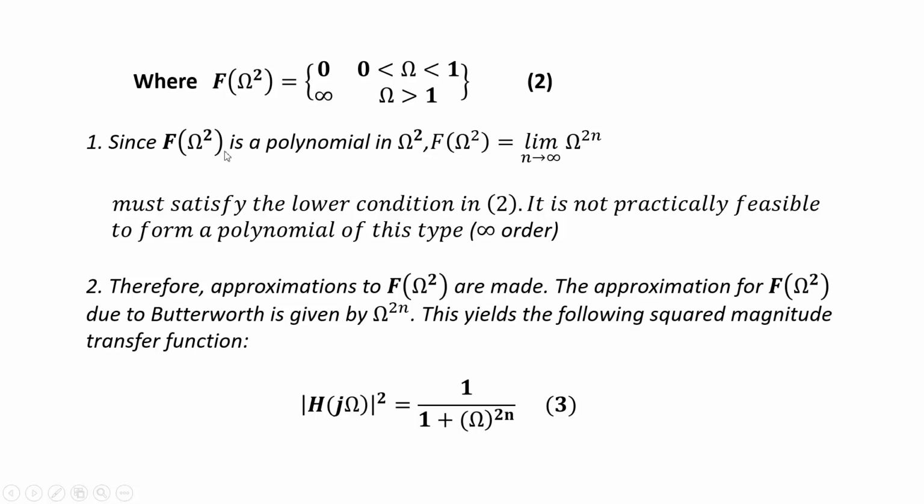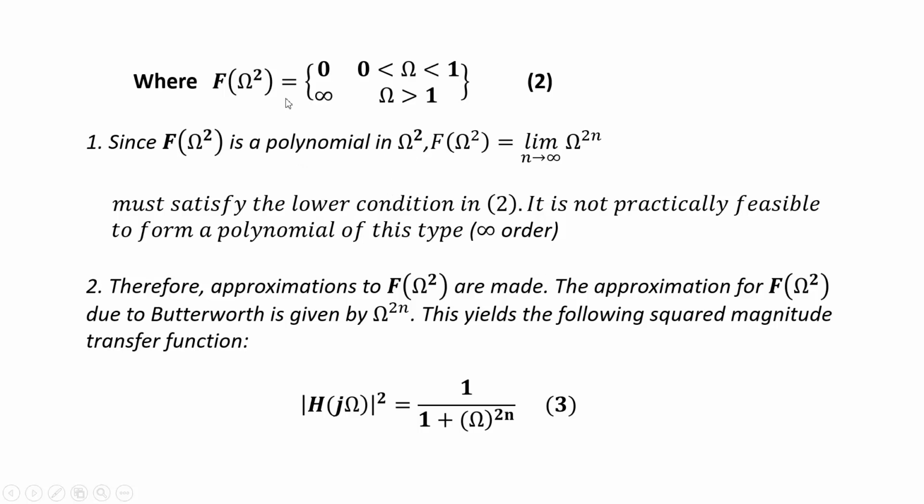Since f(capital omega squared) is a polynomial in omega squared, now we have to find out the ways how to define and how to find this type of polynomial. Now f(omega squared) is the limit as n approaches infinity, and you can approximate it to this type of response. We will not go into the details of how you have got this. Actually, this is the Butterworth approximation that he has done. That's the contribution of Butterworth actually. But let's see, since f(omega) is a polynomial, this limit must satisfy the lower condition.